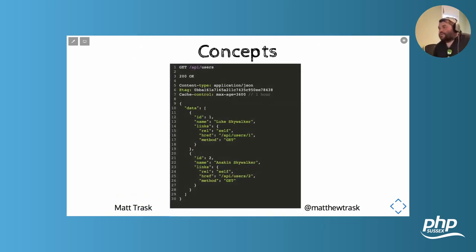So if we look at what an actual HATEOAS response looks like, we're hitting API users. We're passing a few headers, Content-Type. We're saying we want this back in JSON. We have an ETag, which is an MD5 string. What that is: we take the response, MD5 it, and shove it into the ETag. Then when we get a subsequent request to the same users endpoint, if they pass the ETag with their request, we can do a comparison. If they match, then I don't have to make a new request.